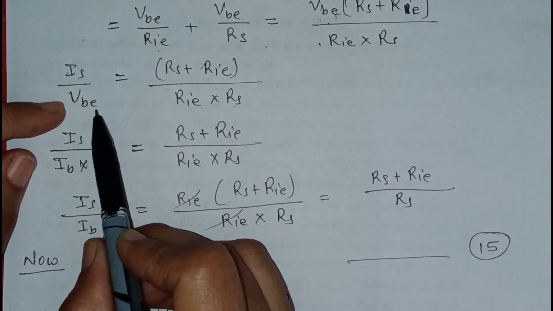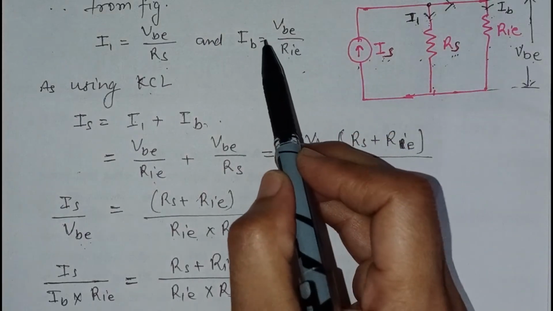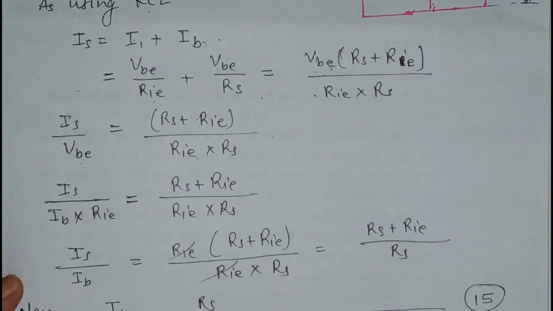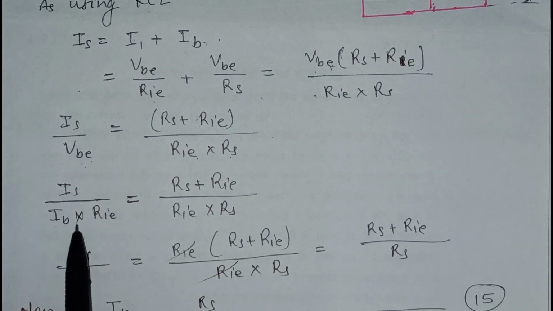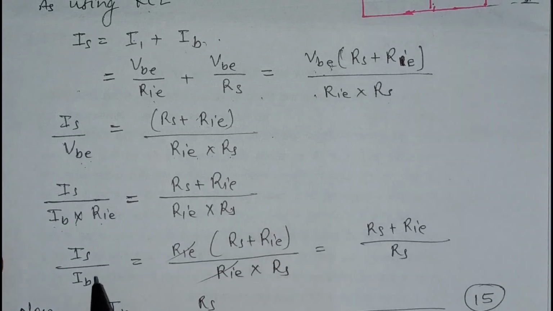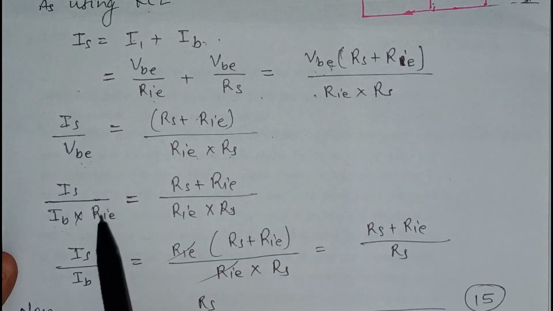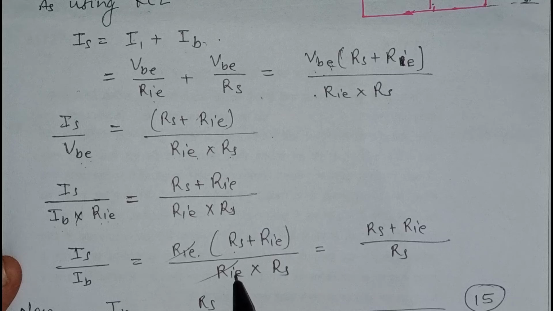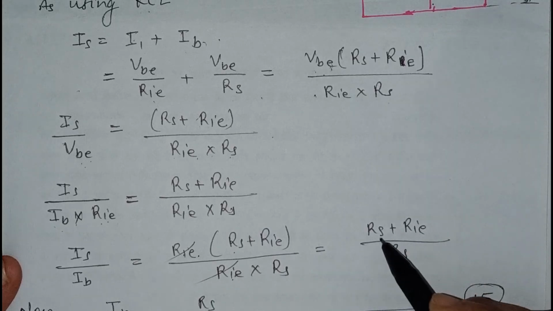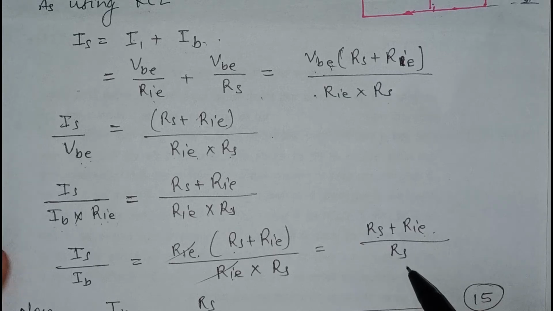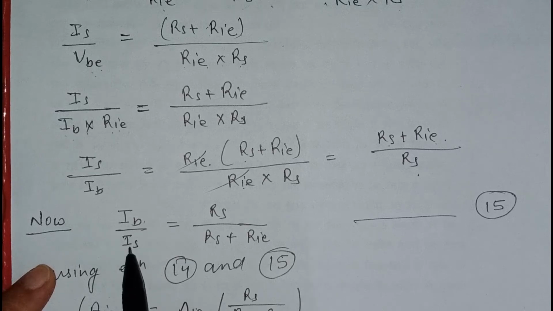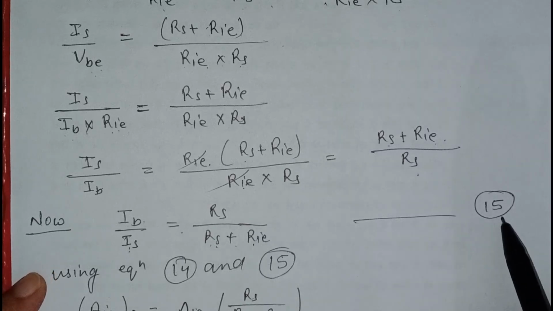Now we will put the value of VB. We know VB is equal to IB into RIE. So we will put this equation here: in place of VB, we will put IB into RIE, and the rest is the same. Now we will bring this RIE to this side, so the RIE and RIE will cancel out and the equation will be Rs plus RIE upon Rs. Now we will take the reciprocal of this equation. So the equation becomes IB upon IS equals Rs upon Rs plus RIE. We will mark this equation as 15.